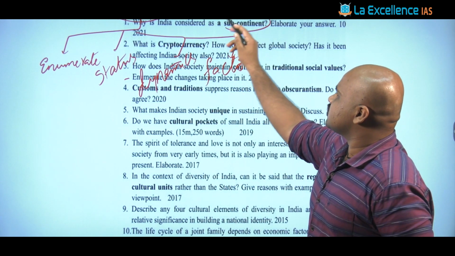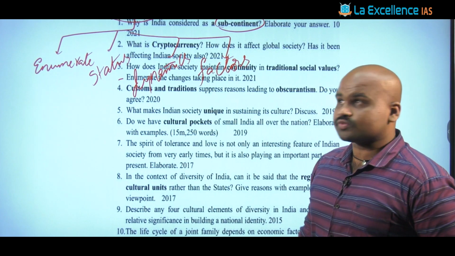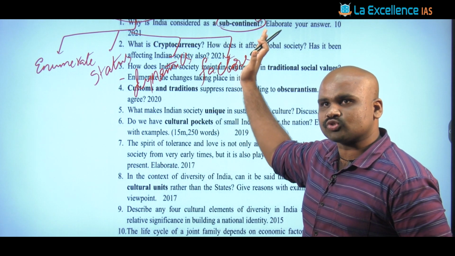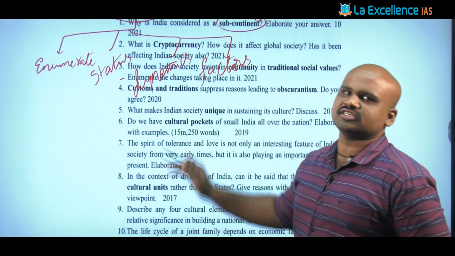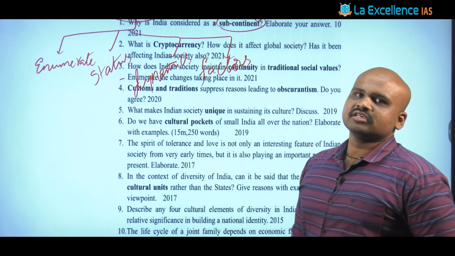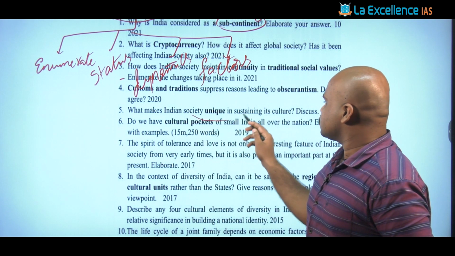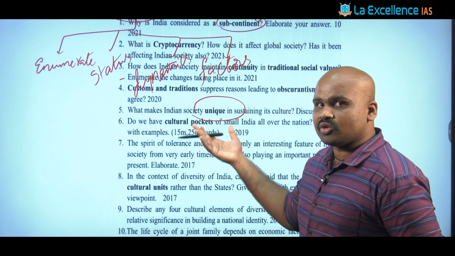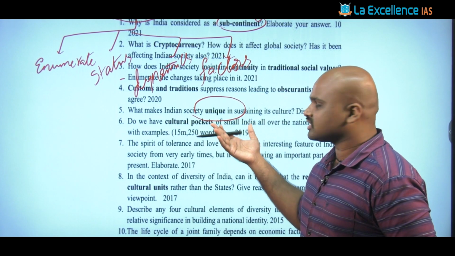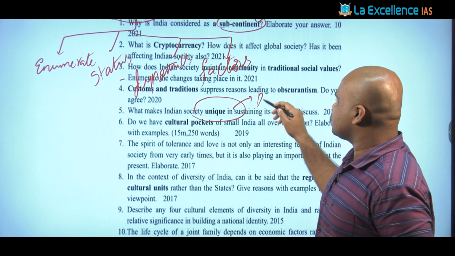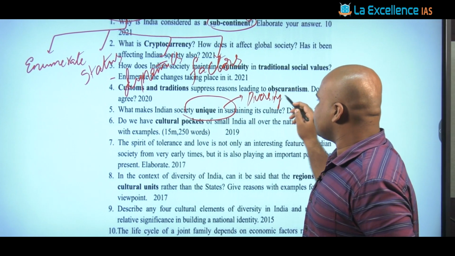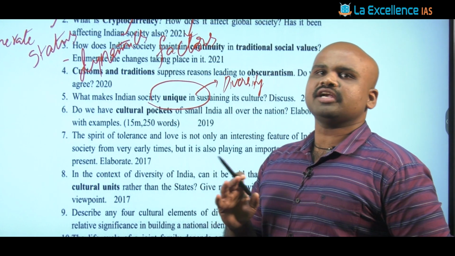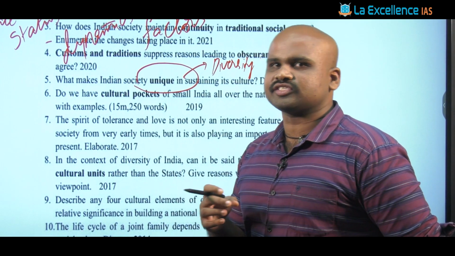In 2021 they asked about India being considered a subcontinent. It is fundamentally asking about India being a region, a land with so much diversity and so many salient features that it can be classified as a subcontinent. Then, Indian society being unique in sustaining its culture. The fundamental understanding of Indian society being unique in conserving its culture is again related to diversity. Once you are able to preserve the diversity and ensure dynamism in the diversity, that is the speciality of maintaining and sustaining the culture.